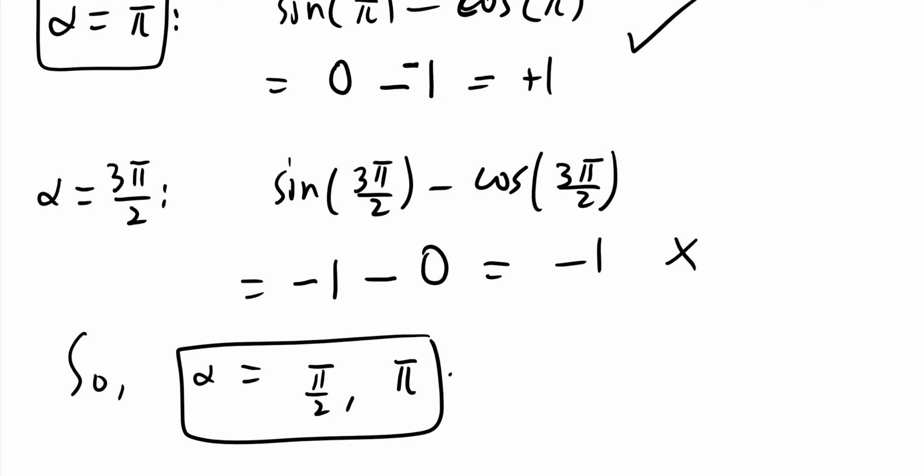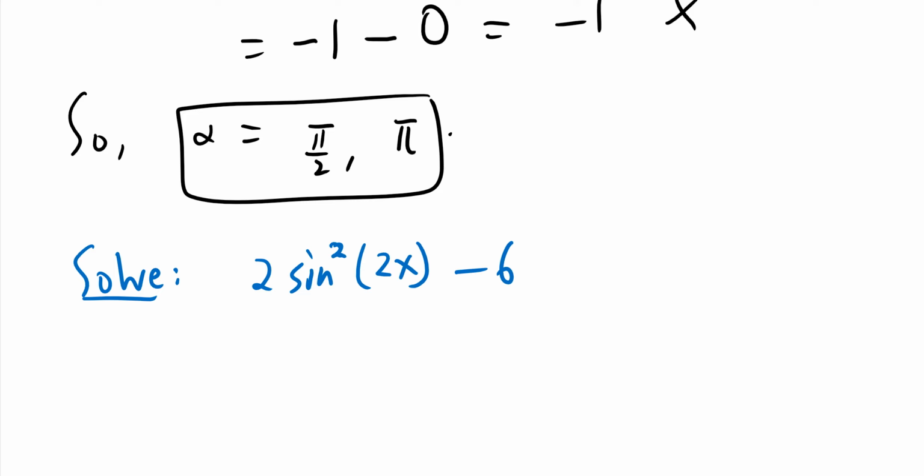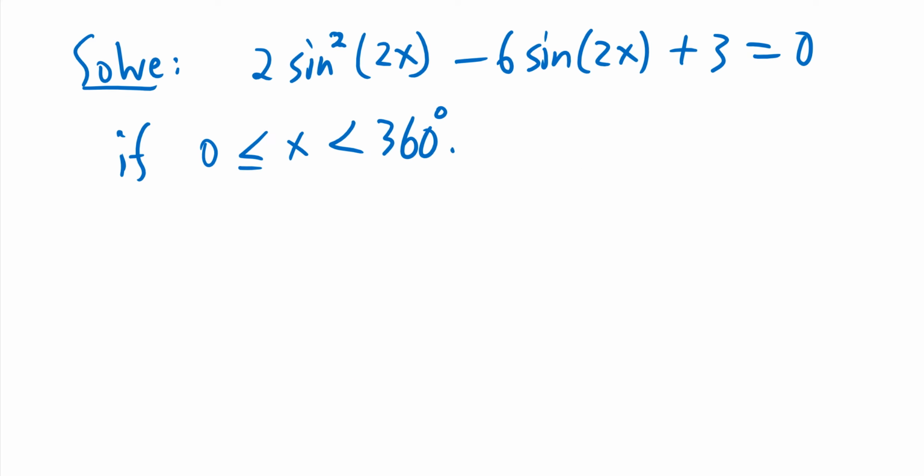Now, what if we have a more complicated kind of equation to solve? So let's say we're asked to solve 2 sine square 2x, so it's quadratic and a double angle at the same time, minus 6 sine 2x plus 3 equals 0. Let's say we are going to restrict the solutions to x from 0 to 360 degrees. So how do we handle this? How do we solve such an equation?